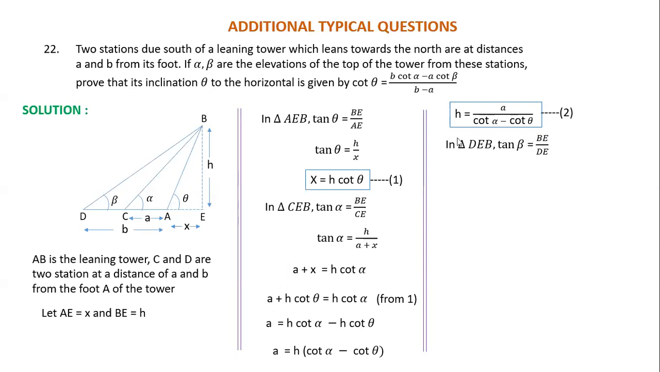Now take tan beta, that is in triangle DEB, this big triangle. Tan beta is opposite BE upon DE, that is B plus X. So tan beta is equal to H upon B plus X. B plus X is equal to H cot beta. What is X? Again, X is this. Put it there.